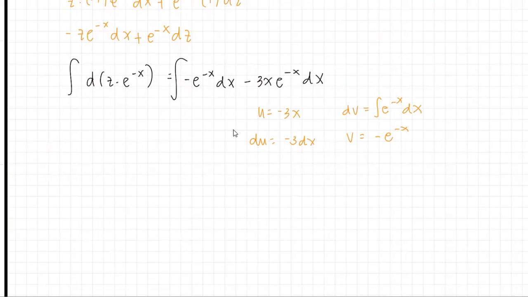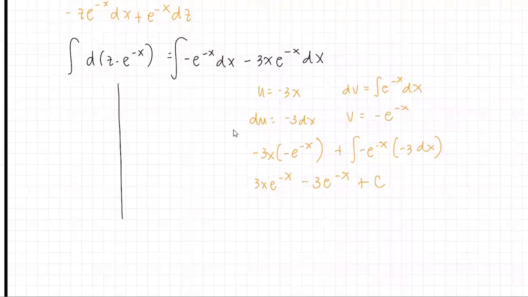Okay? So UV natin is negative 3x times negative e negative x plus negative x times negative 3 dx. Okay, so we have 3x e negative x plus 3 minus 3 e negative x plus c. Okay, so this will be z times e negative x is equals to e negative x plus 3x e negative x minus 3 e negative x plus c.